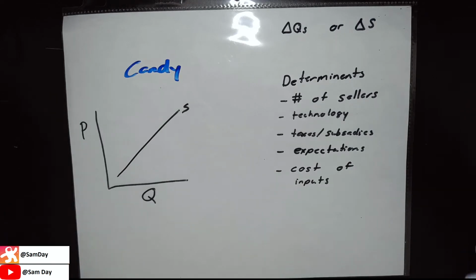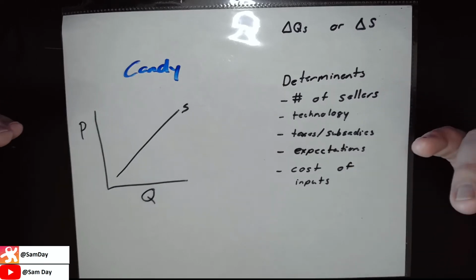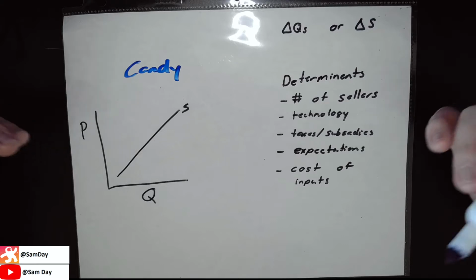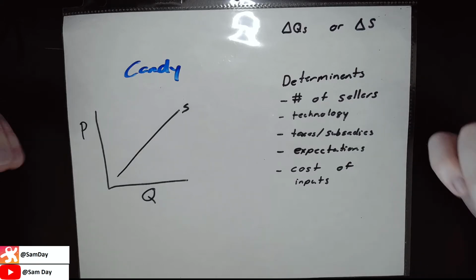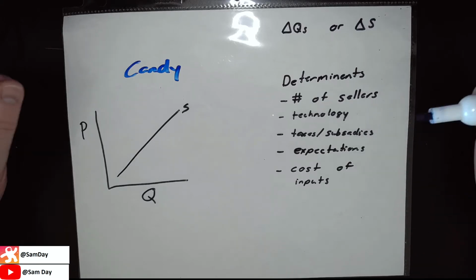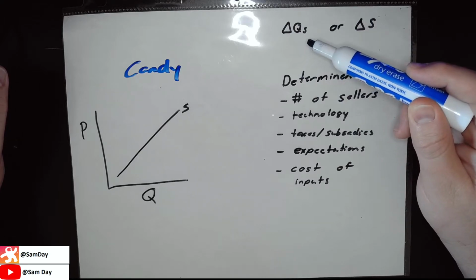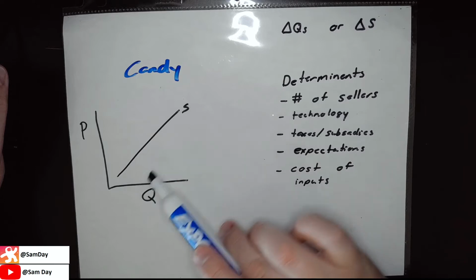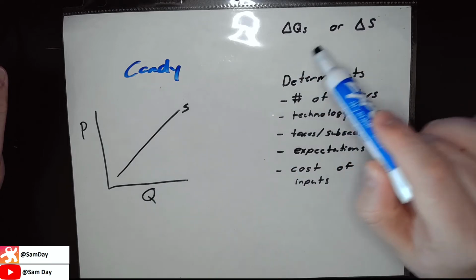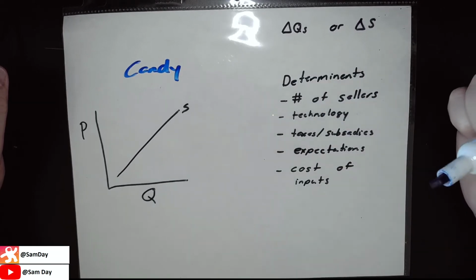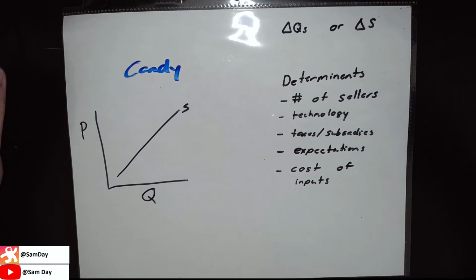Okay, so we're going to look at supply, how to graph it, how to show the shifts in the determinants and stuff like that. But just to reiterate a little bit, if it is a change in quantity supplied, it will be a movement along the line. And remember, a change in quantity supplied is just like a change in quantity demanded. It is a change in just the price of whatever you're looking at.